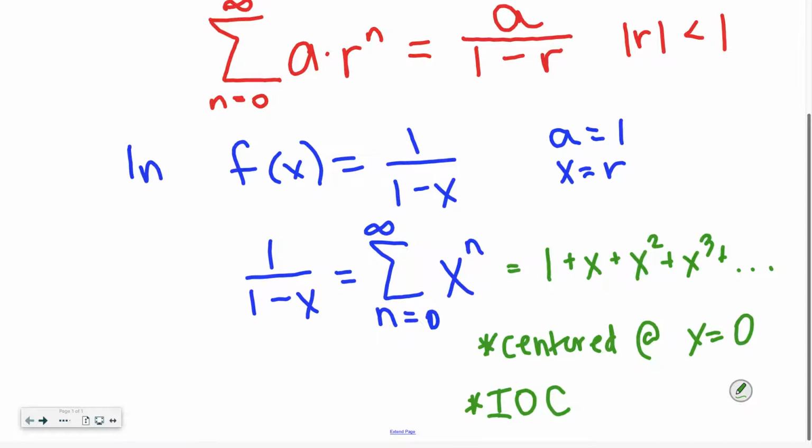Included or not? Not included. Okay, let's digest how we know it's negative 1 to 1, non-inclusive. This is a geometric series, correct? And we know that the absolute value of r in our geometric series has to be less than 1. Can it be equal to 1? No. So that makes our radius of convergence 1, and our endpoints are not going to converge because that would make our geometric series diverge.